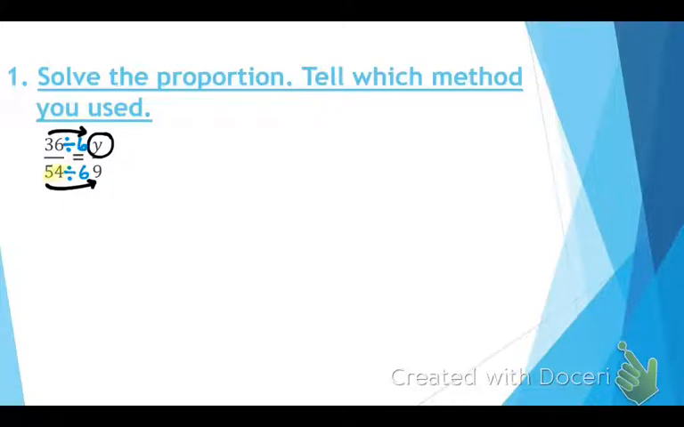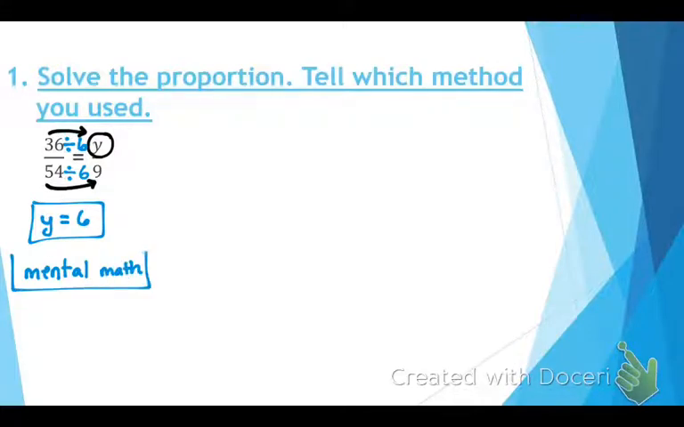So then you're going to look, 54 divided by 6 equals 9. 36 divided by 6 equals? 6. So for this one, y equals 6. And the method that you use, listen, a lot of people on their test or their quiz just wrote mental. It's not called mental. It's called mental math, okay? So make sure you tell me it's mental math.